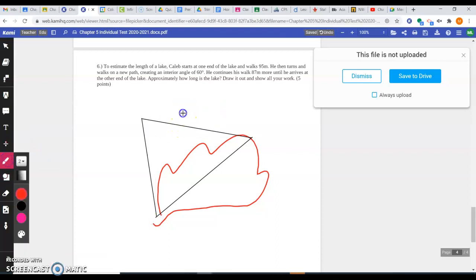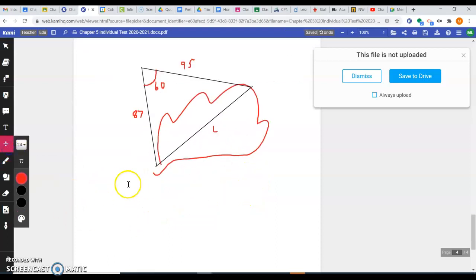If I label my sides, I have 95 as my first walk, I have 87 as my second walk, and I have the angle being 60 degrees. What I'm looking for is this distance across from the lake, which is C. This is a non-right triangle, so you need to use the law of sines or the law of cosines, and in fact, in this one, you need to use the law of cosines. I know it's a law of cosines problem because it's a non-right triangle, and I have one angle between two side lengths I know. And so the law of cosines, again, is C squared equals A squared plus B squared minus 2 times A times B times the cosine of angle C.